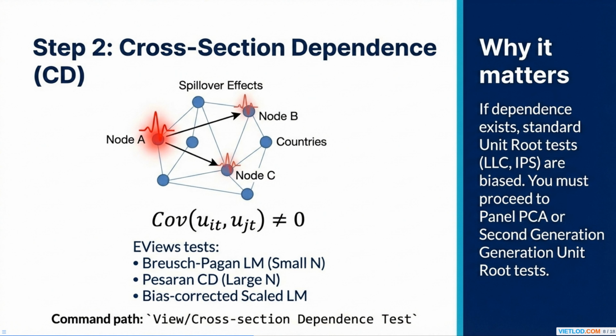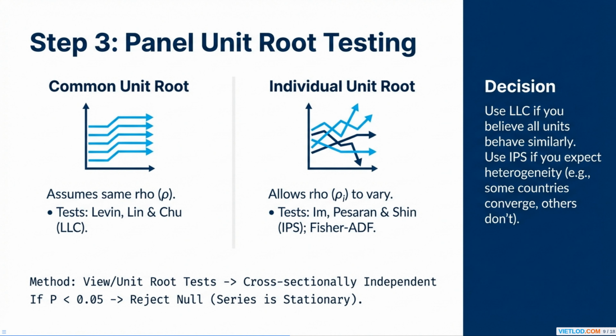This is a critical issue because if dependence exists, standard first-generation unit root tests like Levin-Lin-Chu, LLC, and Im-Pesaran-Shin, IPS, are biased and yield unreliable results. In such cases, you must proceed to more robust methods, such as panel PCA or second-generation unit root tests that account for this dependence. EViews provides various tests to detect CD, including the Breusch-Pagan LM test for small N panels, the Pesaran CD test for large N panels, and the bias-corrected scaled LM. You can find these tests via the command path View, Cross-section Dependence Test.